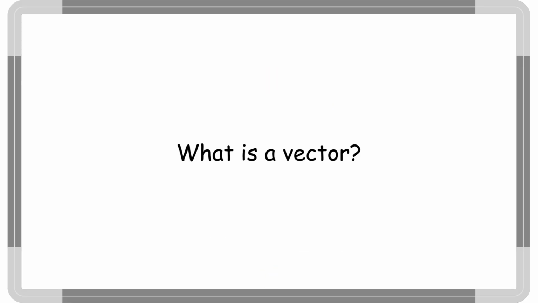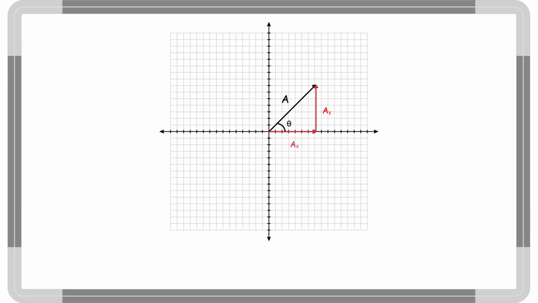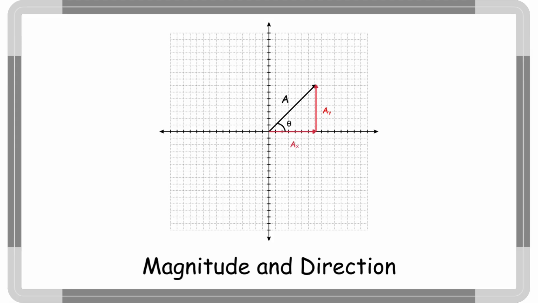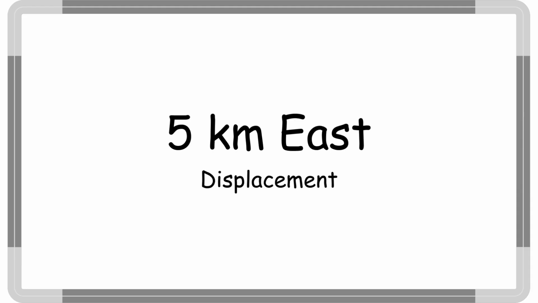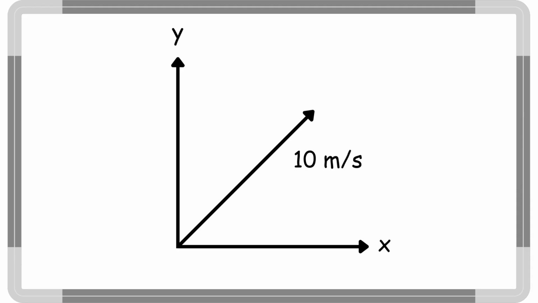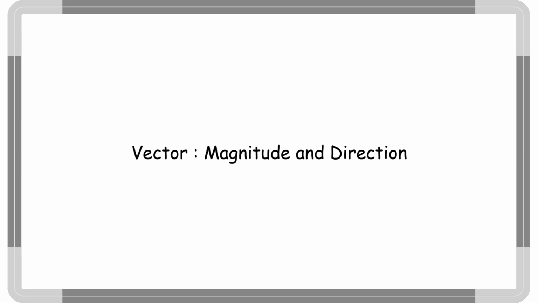Now, what is a vector? A vector is a quantity that has both magnitude and direction. For example, velocity, force, or displacement. Here's a velocity vector, 10 meters per second, northeast. Vectors combine how much with which way. In contrast, a scalar has only magnitude, no direction.